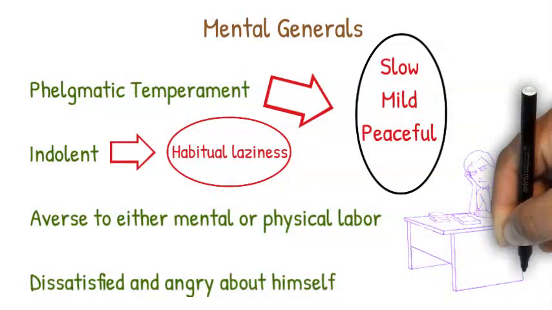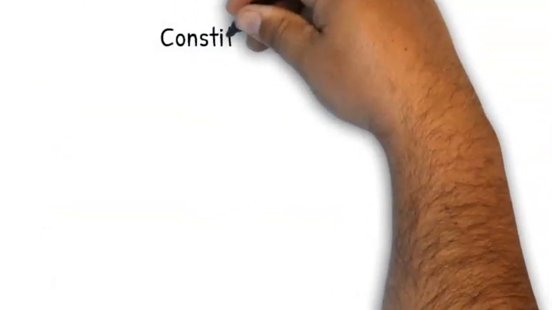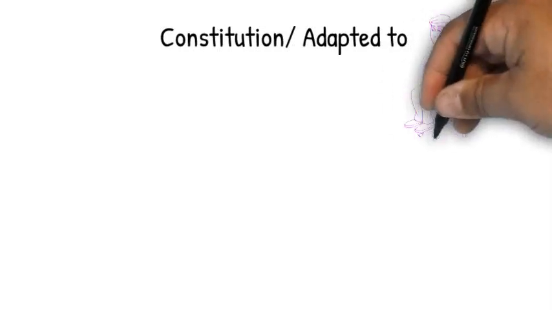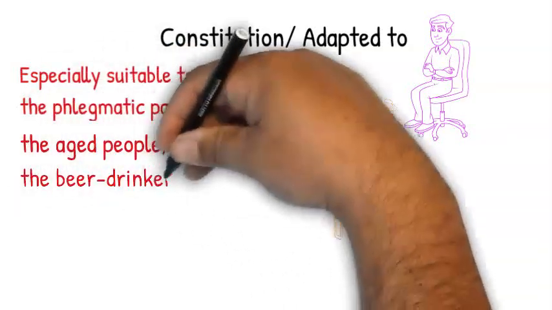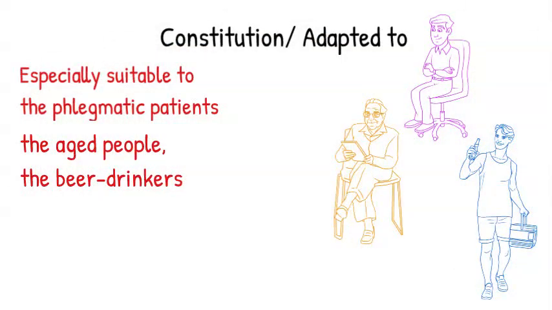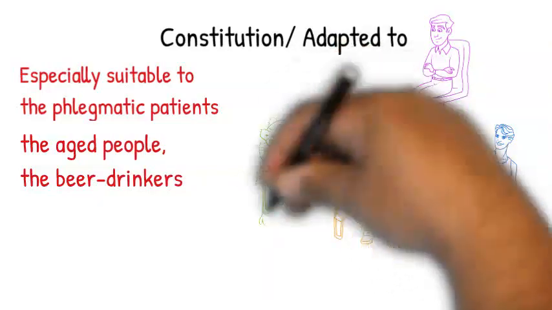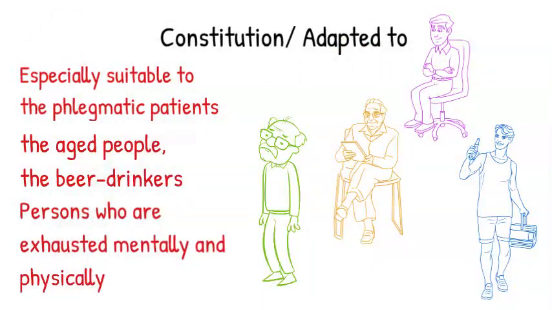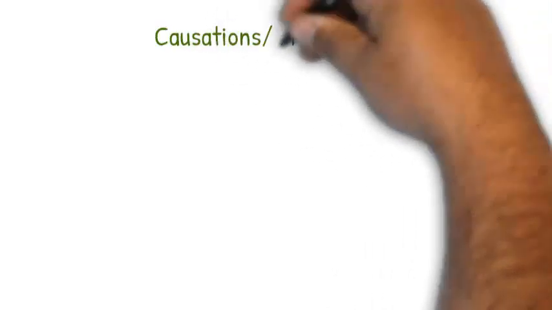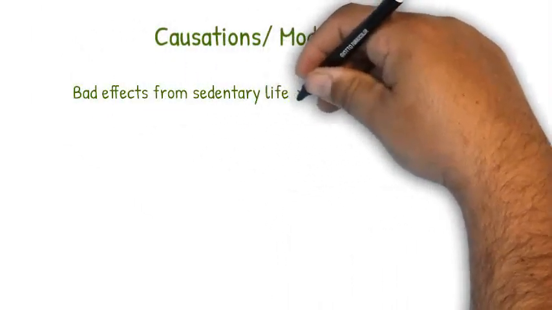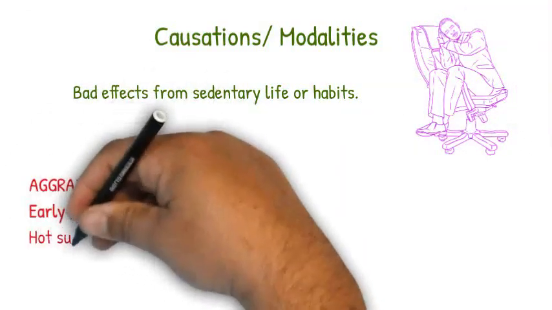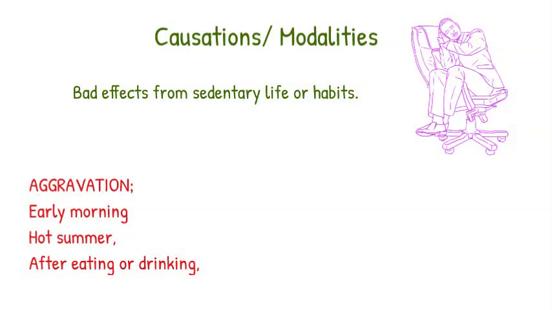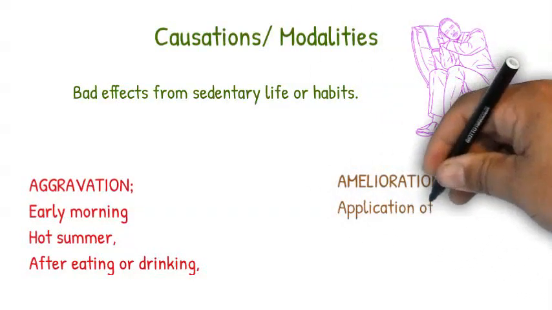Coming to the constitution, Aloes is mainly adapted to the phlegmatic patients as we have discussed earlier, the aged people or the old people, the beer drinkers and the persons who are exhausted mentally and physically, who have no energy left. Coming to the causations and the modalities, the patients mainly suffer due to bad effects of sedentary life or habits. There will be aggravation from early morning, hot summer, after eating or drinking. Amelioration will be from application of cold water, cold weather, passing flatus or stool.